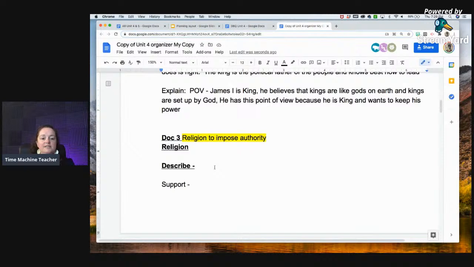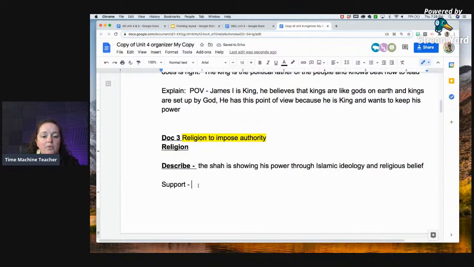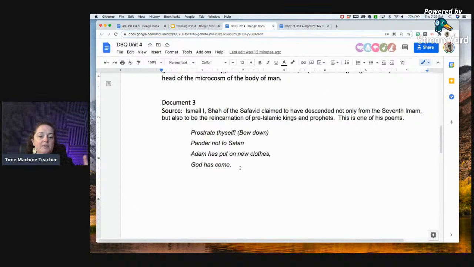So you could say that he, the Shah, is showing his power through Islamic ideology. And religious belief, maybe? Now, what are we going to pull from that to support our argument? We could say something like, he is telling, let's see, who's the audience?